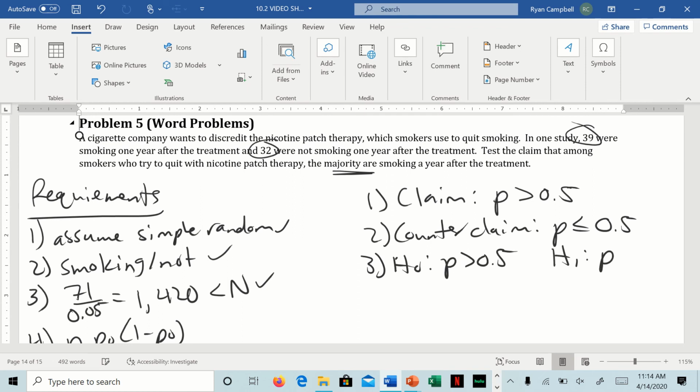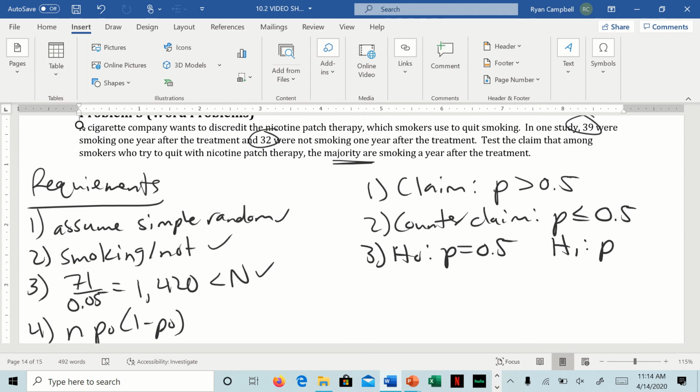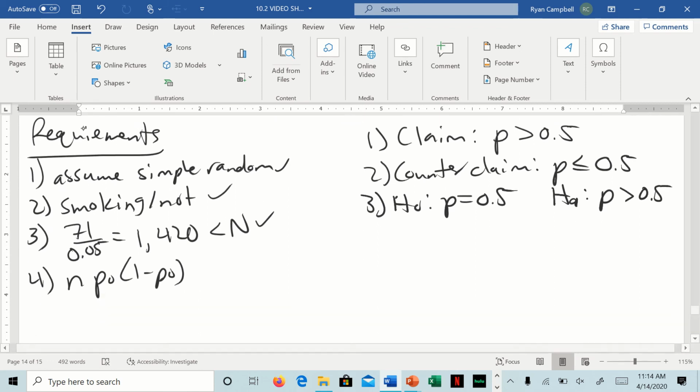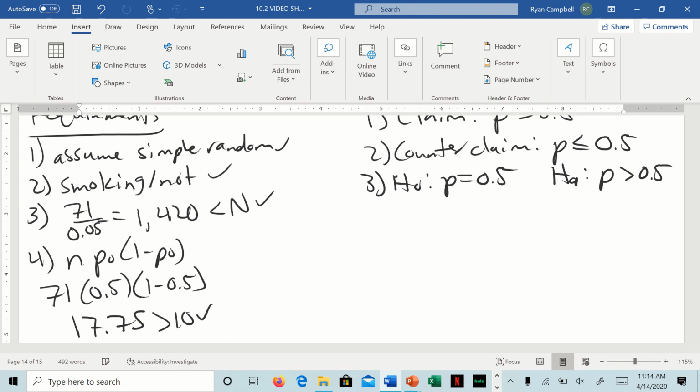So then H naught... oh, sorry. Haha, tricked you. I didn't mess up. Good, it's equal to, because H naught is always equal to. And then H1, or HA, excuse me, would be that P is greater than 0.5. So we can use our P naught from H naught. So 71 times 0.5 times 1 minus 0.5, and we get 17.75, which is definitely bigger than 10. So we can continue with the problem.